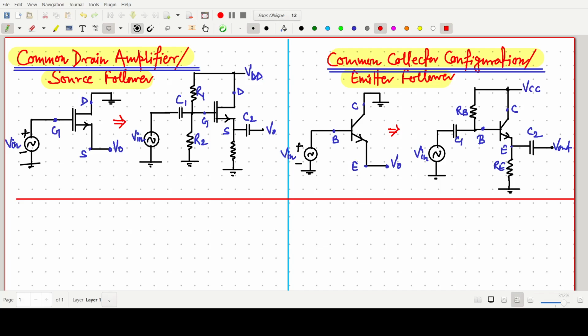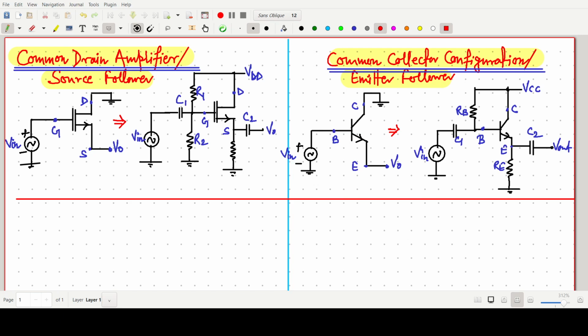Welcome everyone. In this video, we will discuss common drain amplifier, that is basically our source follower, and common collector configuration, that is our emitter follower, and how to find their AC equivalent model. How to draw the AC equivalent model, their voltage gain, and the output impedance calculation. Why I have taken both BJT one and MOSFET one, because sometimes it is very important that we have to go for the actual expression for the voltage gain and impedance.